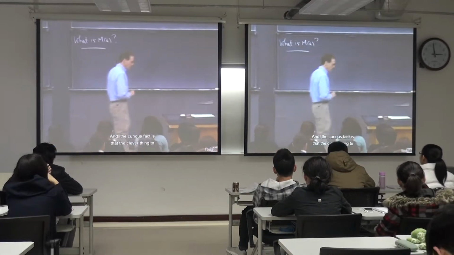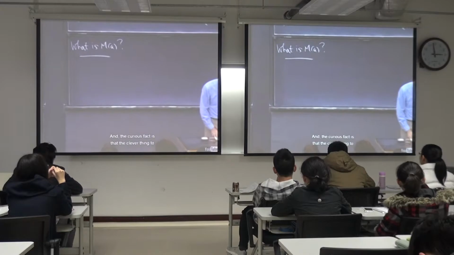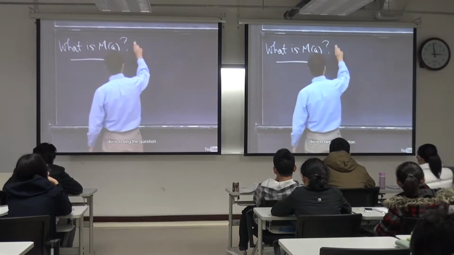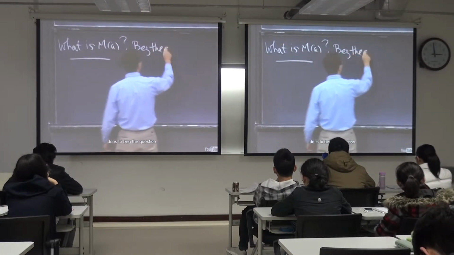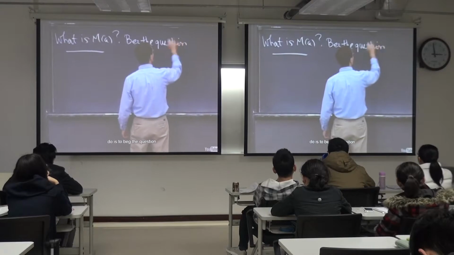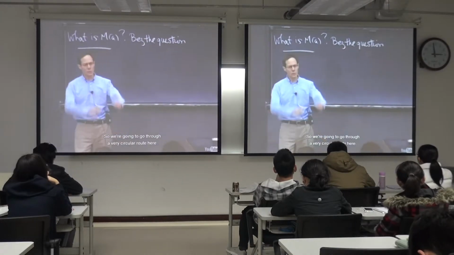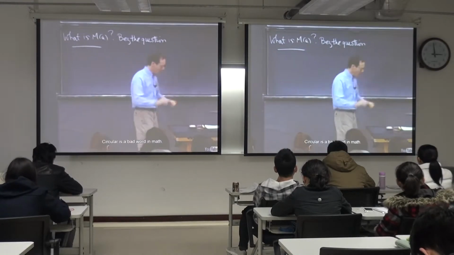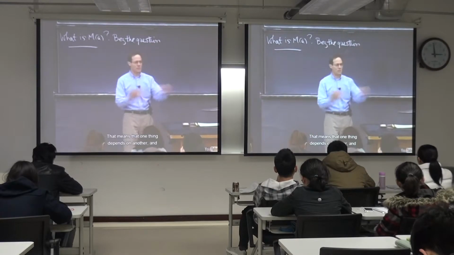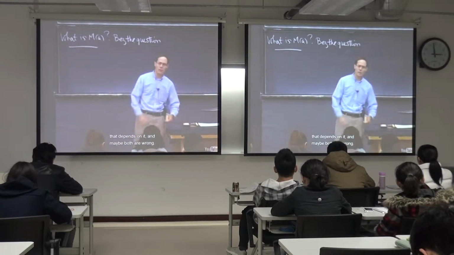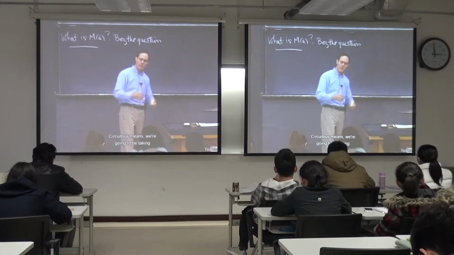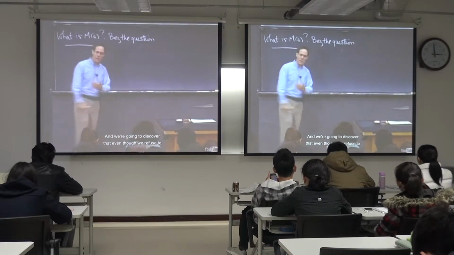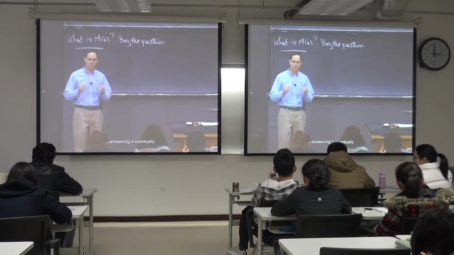And the curious fact is that the clever thing to do is to beg the question. So we're going to go through a very circuitous route here. That is circuitous, not circular. Circular is a bad word in math. It means that one thing depends on another, and that depends on it, and maybe both are wrong. Circuitous means we're going to be taking a roundabout route. And we're going to discover that even though we refuse to answer this question right now, we'll succeed in answering it eventually.